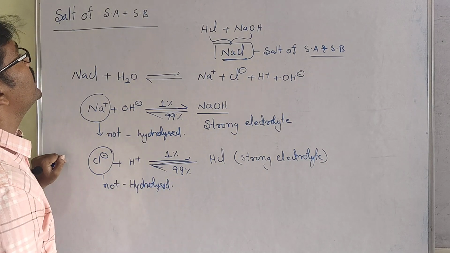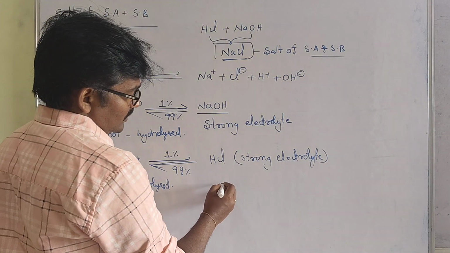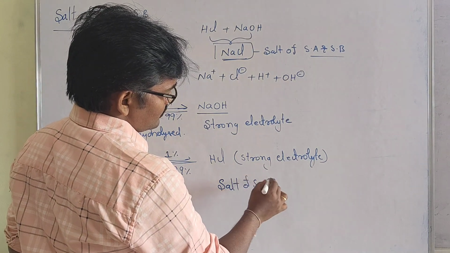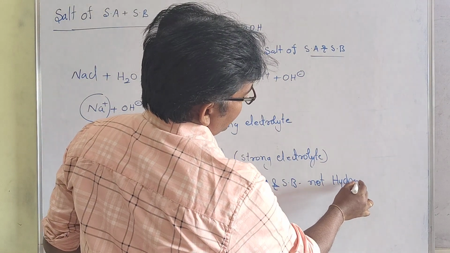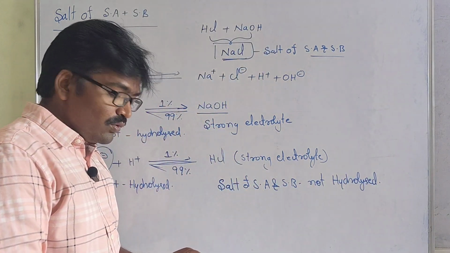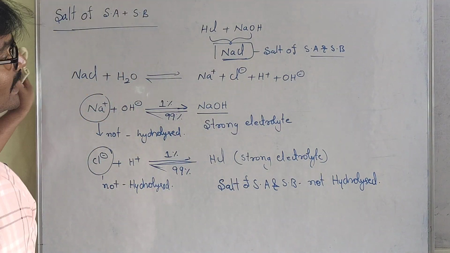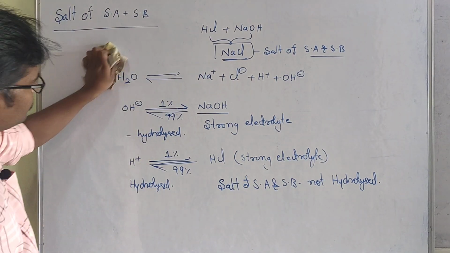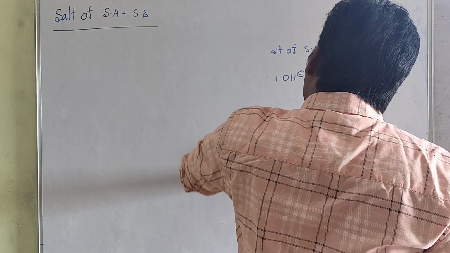So you have to remember, my dear students, the salt of a strong acid and a strong base is not hydrolyzed. Clear? Yes. Now we go to the next salt, the salt of a weak acid and a strong base. Okay, clear? Yes, note it. Next, the salt of a weak acid and a strong base.